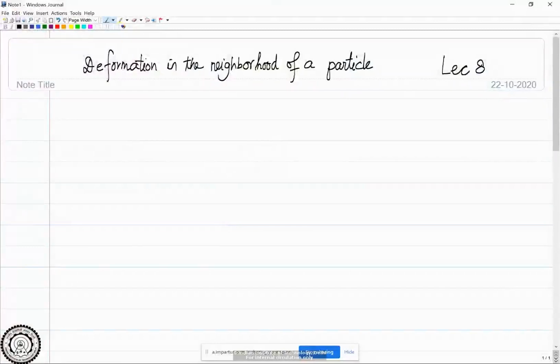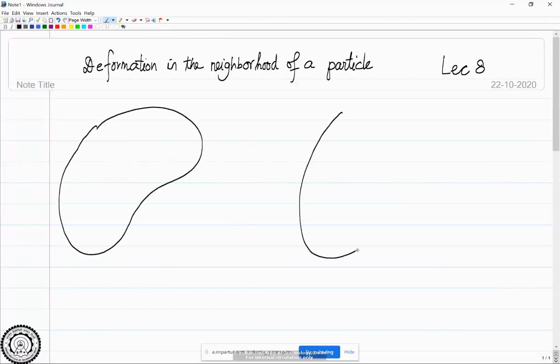So in the last class, you can recall, we wanted to know how do line elements transform. So that's what we are going to learn today. So we again draw the reference configuration and the deformed configuration. And think of a point here denoted by capital letter and the corresponding point in the deformed configuration denoted by small letter.